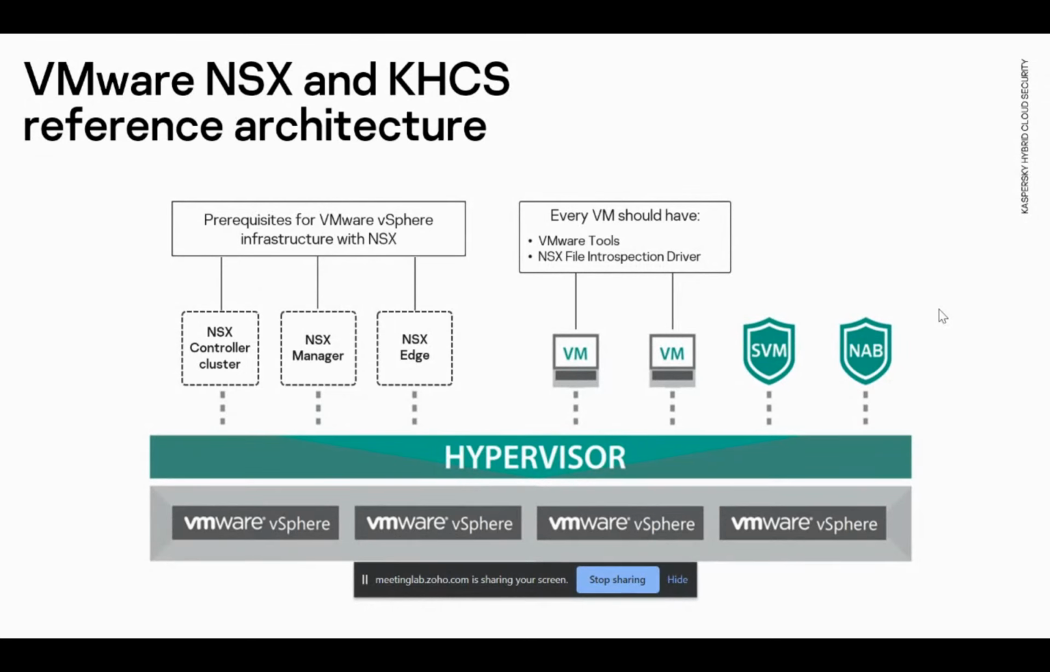It has multi-layered security. This is a reference architecture. On the left hand side you have the NSX components. On the right hand side you have the VMs with installed VMware Tools and the NSX file introspection driver. You also have the SVM and NAB from Kaspersky. SVM is security virtual machine and NAB is network attack blocker.